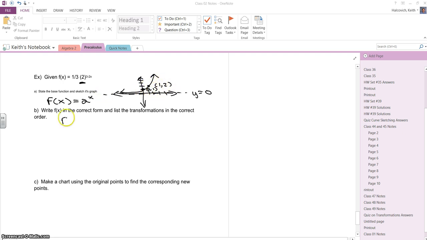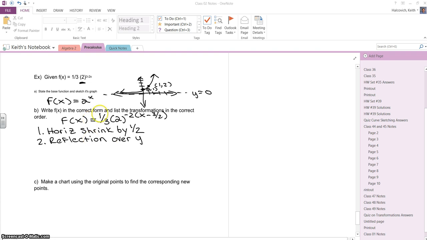Now, in the correct form, this means to factor out the negative 2 in front of the x. So we did that in the previous problem because this function's the same. And then listing the transformations. So we have a horizontal shrink by 1/2 because of the 2. We have a reflection over the y-axis because of the negative sign in front of the 2.